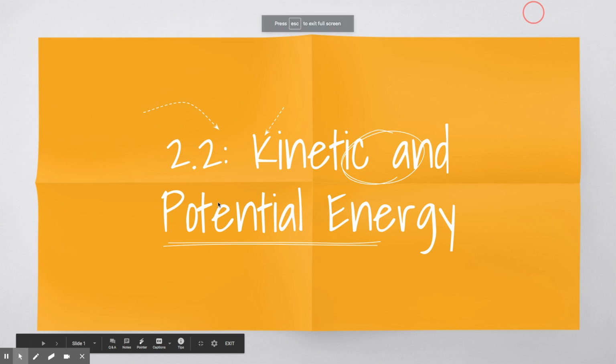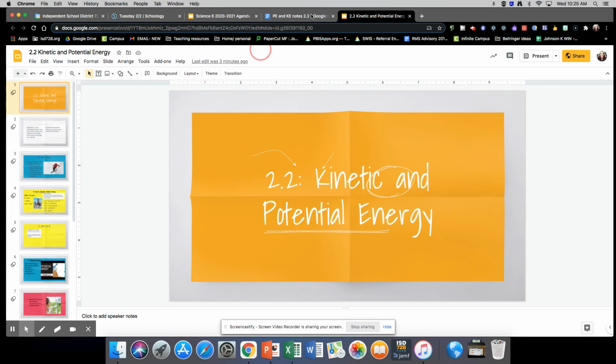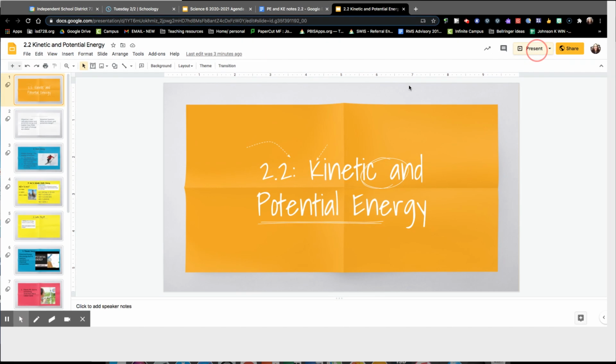Hi, sixth graders. Today you are going to be doing your notes for 2.2 kinetic and potential energy. You should have already made a copy of the note sheet. It looks like this. As we go, you'll be filling in the yellow boxes. There are a couple other things that are yellow that are highlighted on here, but make sure you follow along with each of the letters as we go through the screencast.